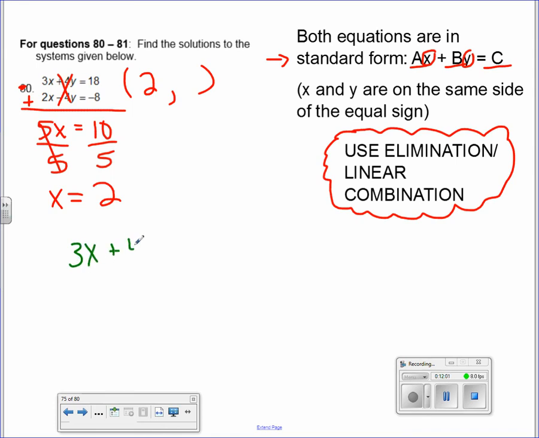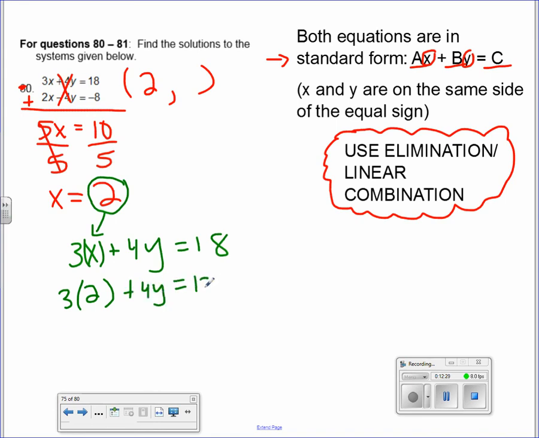3x plus 4y equals 18. Now we found that our x value was 2, so why not just plug our x value of 2 into x? So this becomes 3, and x is now 2. Put it in parentheses. When you plug in, put it in parentheses. Bring down my plus 4y equals 18. 3 times 2 is 6, so 6 plus 4y equals 18.